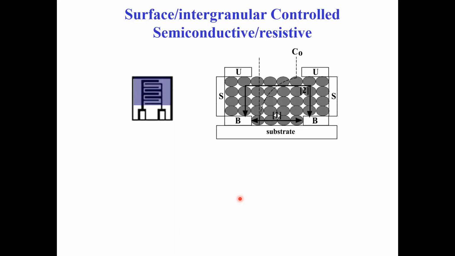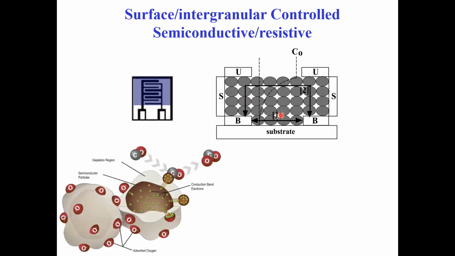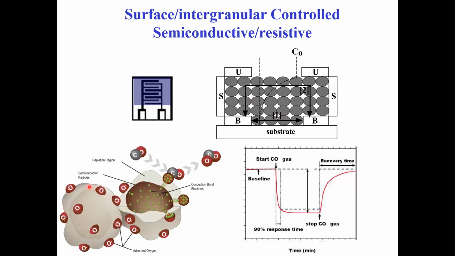So if you recall, we make a sensor film on top of a sensing platform. The film looks like a particle-particle contact that gives you this mechanism of electron depletion layer, back-to-back Schottky barrier created at the interparticle layer. And then this type of sensor is typically fully recoverable. You introduce CO, resistance goes down, and when you cut off CO, resistance comes back up again.